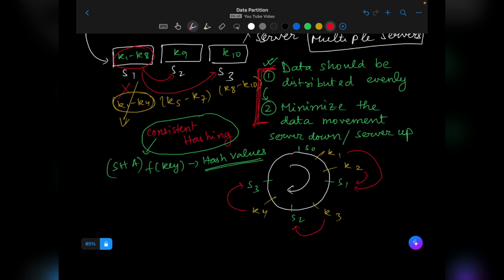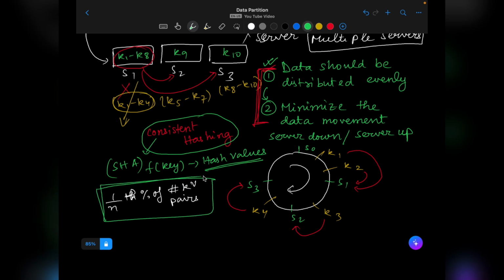Now I will write something: 1 by n, as a percentage of the number of key value pairs. Can you guys think what this figure denotes? Pause the video and just think about it. What does it denote? Why did I write this? It has to be something related to this and related to this also.